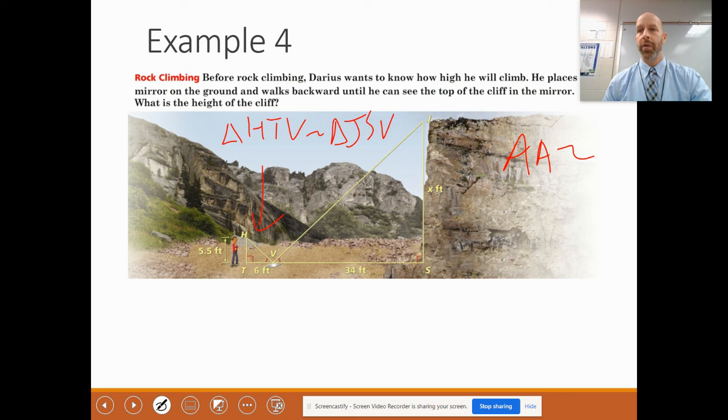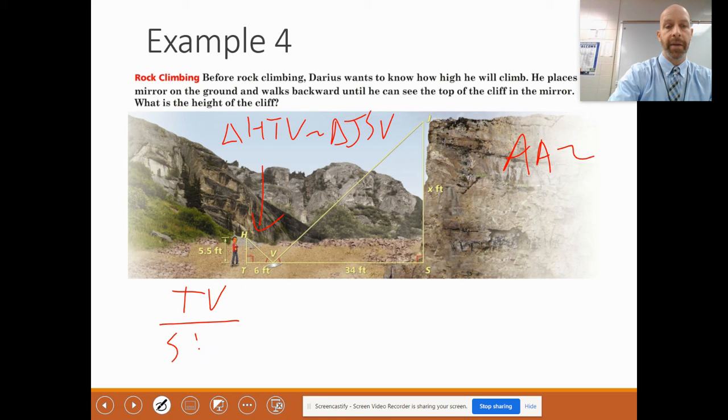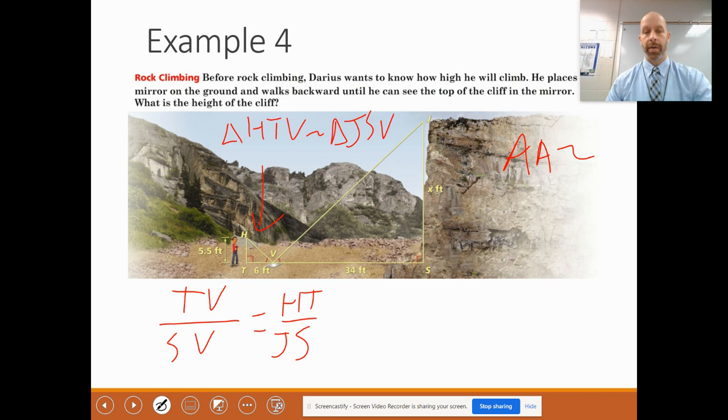Now what we can do is use the fact that, since they're similar, their side lengths are proportional. In other words, TV is to SV as HT is to JS. So the bottom of the left triangle is to the bottom of the right triangle as the vertical distance of the left triangle is to the vertical distance of the right triangle.